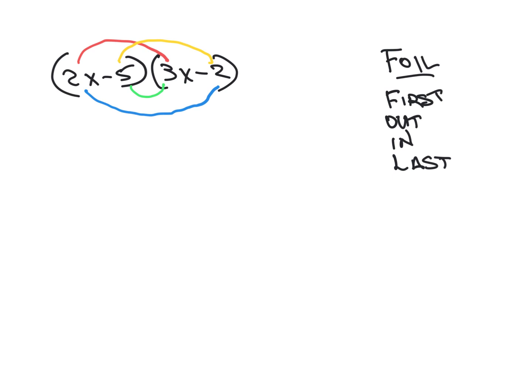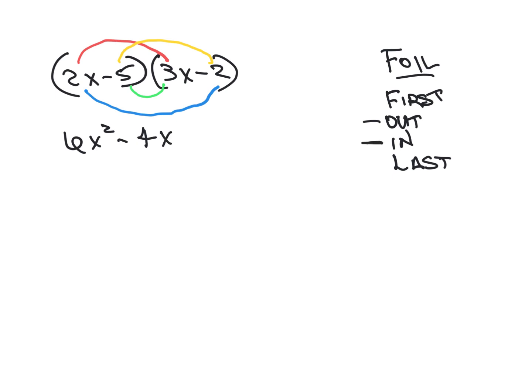So let's multiply the red arrows, or the red line first, because this is the first and this is the first. So 2x times 3x. 2 times 3 is 6. And x times x is x squared. Next one is the outside. The outside is going to be the 2x and the negative 2, the blue here. So 2 times negative 2 is negative 4. And then there's just an x because I don't have anything to multiply it.